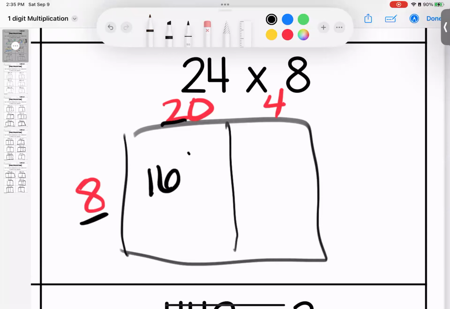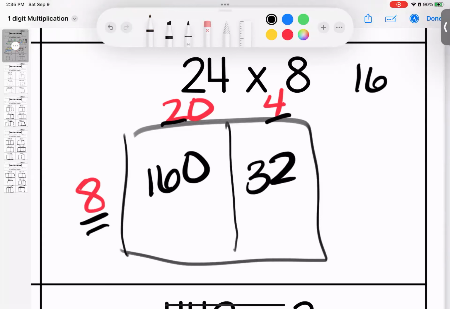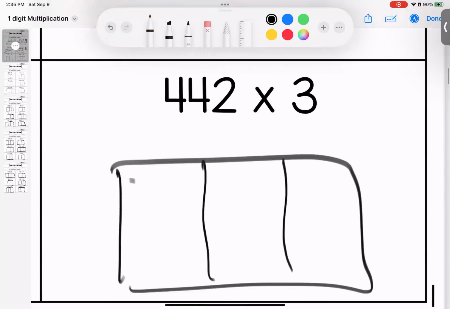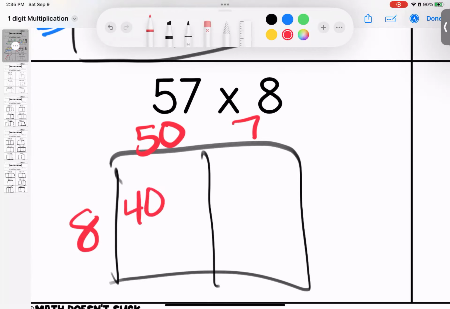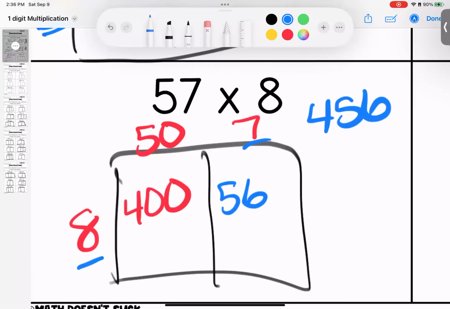Over here, I am multiplying 24 times 8. 8 times 2 is 16 with a 0. 8 times 4 is 32. I stack and add. I get 192. Two more for page 1. I have 50 and 7 times 8. 8 times 5 is 40 with a 0. 8 times 7, excuse me, 8 times 7 is 56. 400 plus 56 is 456.